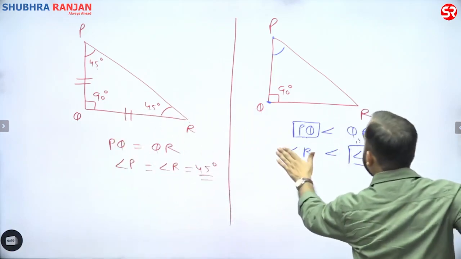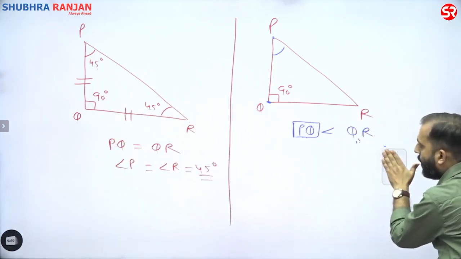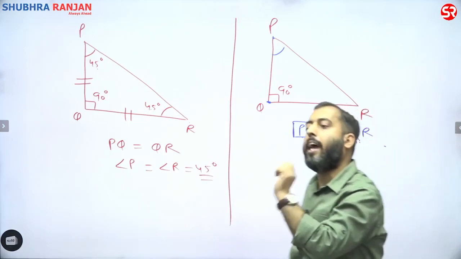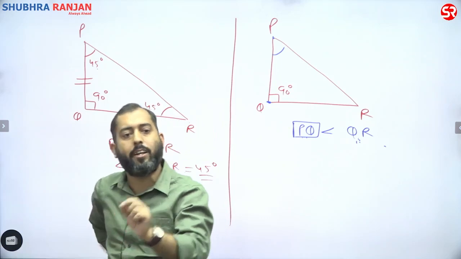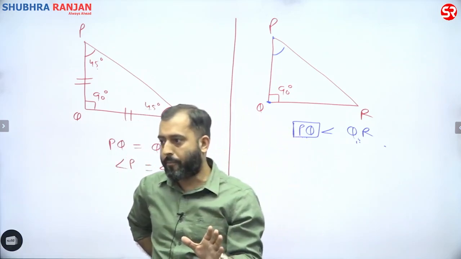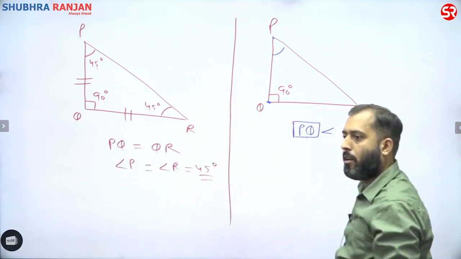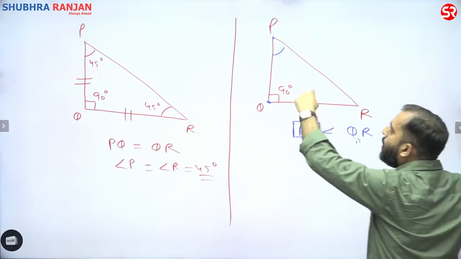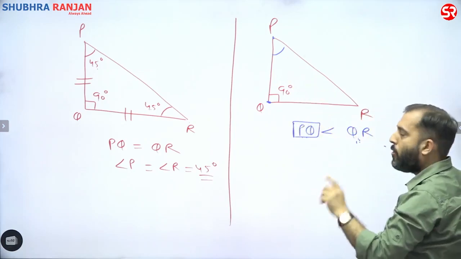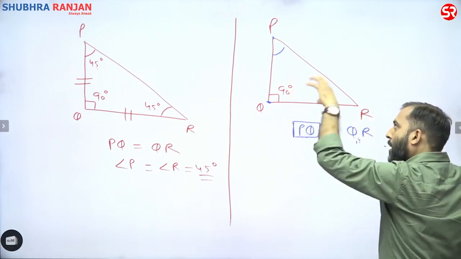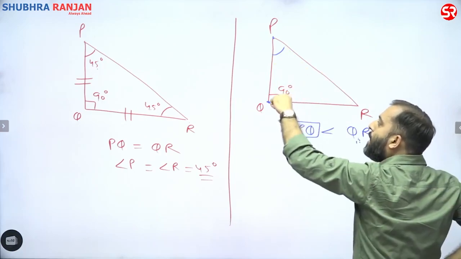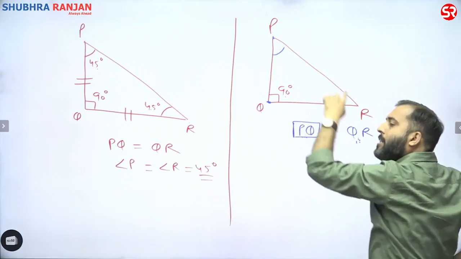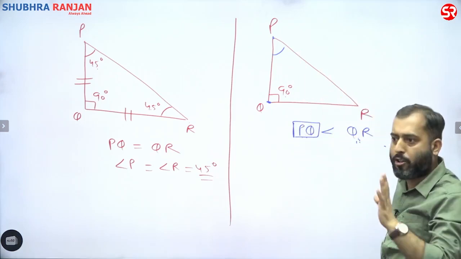See, it's a fact of a triangle, and this fact says the angle opposite to the largest side is going to be the largest angle. Now, I'm not talking about 90 degrees. I'm comparing the remaining angles only. It is certain that this 90 degree is the greatest angle and this PR is the greatest side.